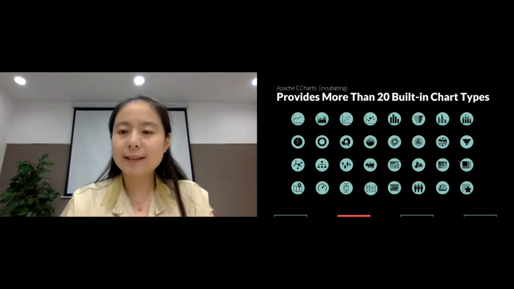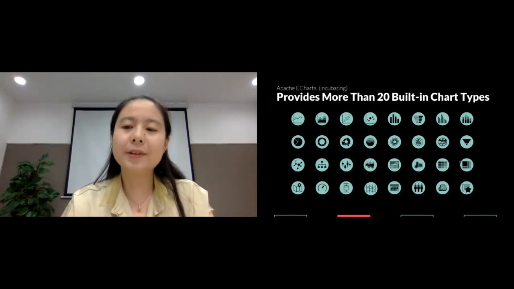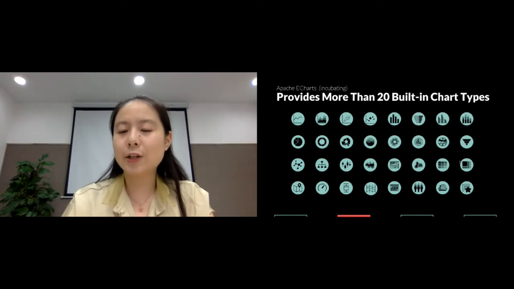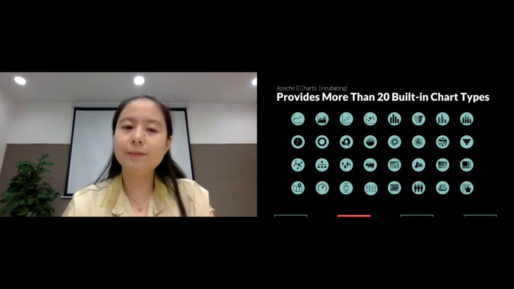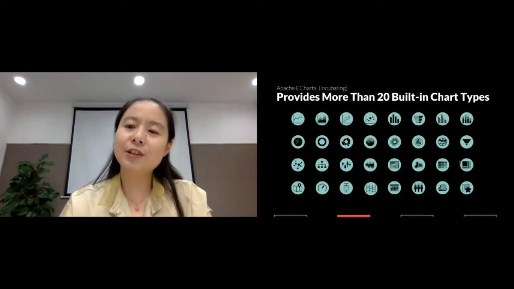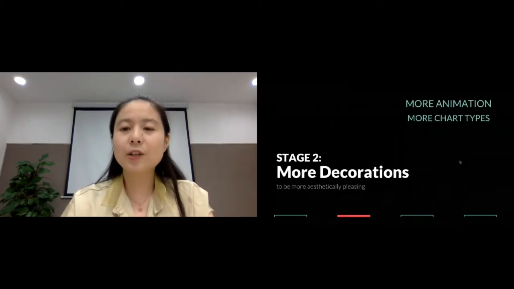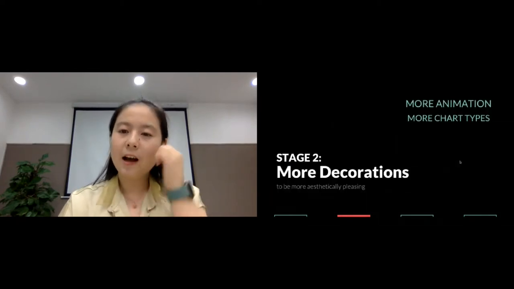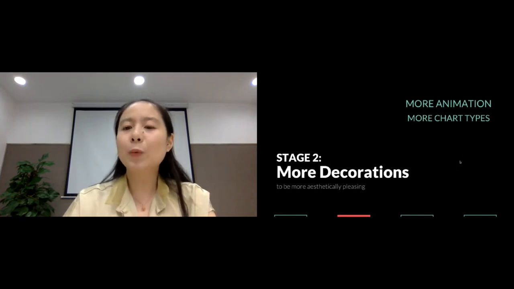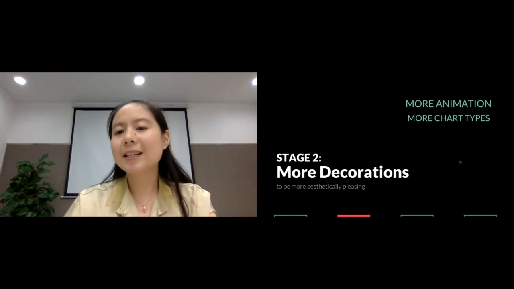Furthermore, Apache ECharts has an extension based on WebGL to make 3D charts like 3D globes, parametric curves in the surfaces, city visualization, and so on. So at stage two, we did have more decorations like animations and more chart types to make charts look prettier. The reason why I am using the word decorations here is that sometimes these kinds of improvements do not necessarily provide any extra information.